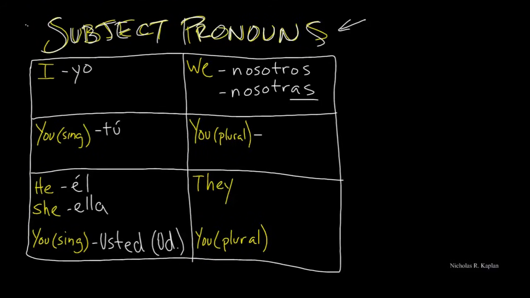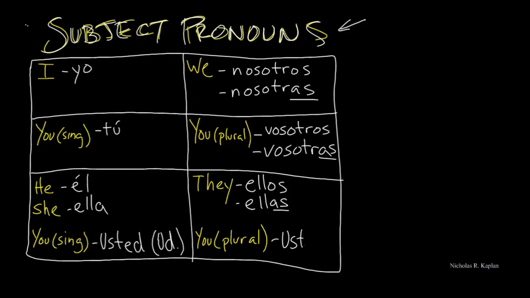You plural, vosotros and vosotras. Again, the only difference, those last 2 letters. And then for they, we have ellos, ellas. Again, the only difference, the last 2 letters. And then you plural, remember we have 2 ways to say you and you plural, ustedes. And we can abbreviate that UDS.